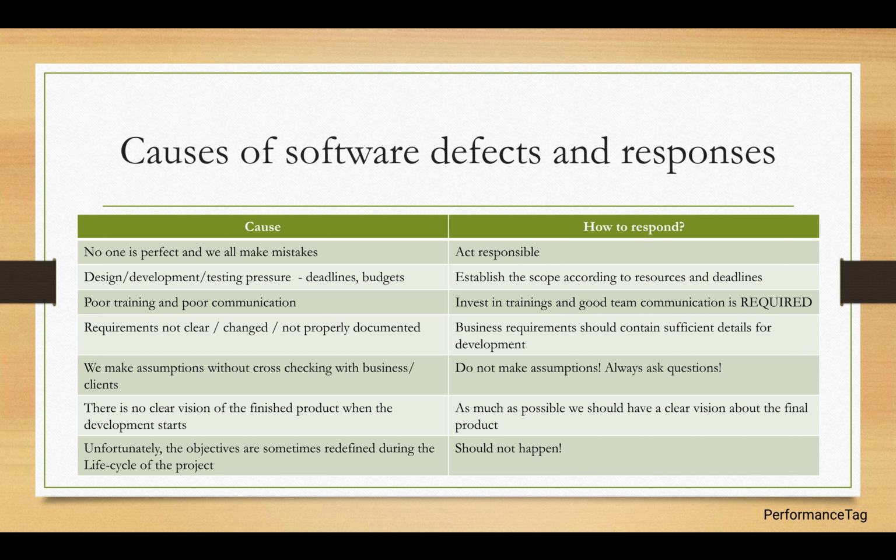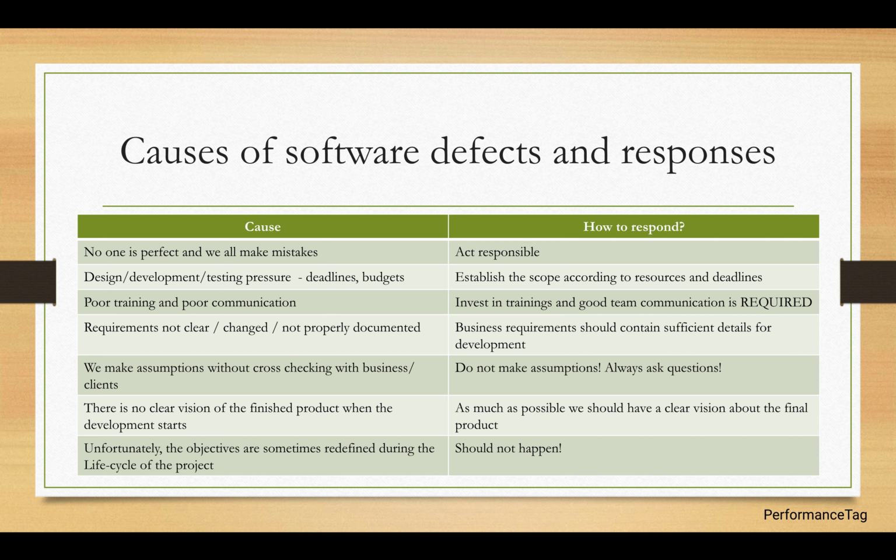To develop new software or new features, we need details. We need to think in a very complex way about the process, the functions of the final product. Also, sometimes the requirements are not clear, not properly documented or changed. This is a root cause and it needs to be fixed in the business department in such manner that business requirements should contain sufficient details for development.